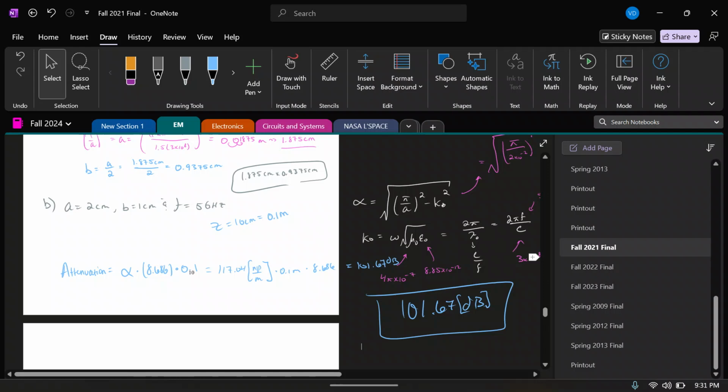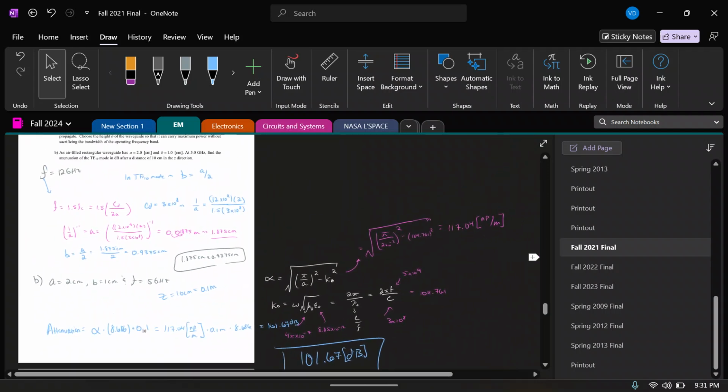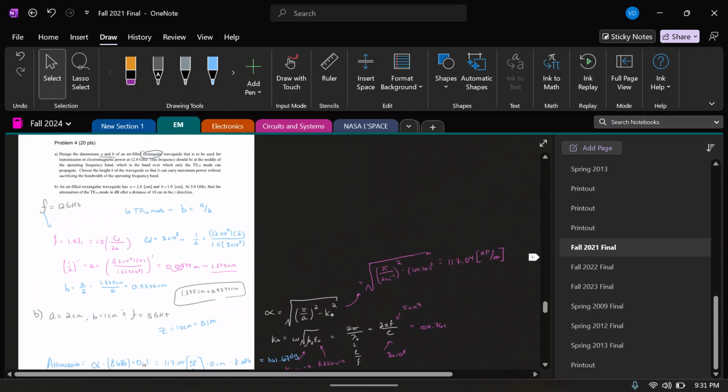But yeah, hopefully this made sense. The past 3 years, they've been the exact same question. And with this rectangular waveguide, the 2009, 2012, and 2013 ones are a little more tricky. I haven't seen one recently like those, but of course he could still put those on, so make sure you really understand this stuff. Hopefully this helped y'all though.